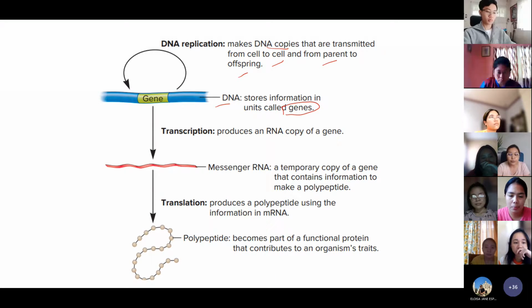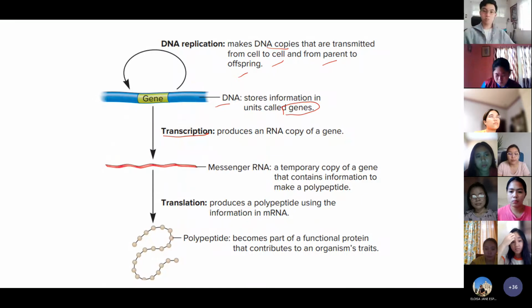And then we will do transcription. So we are actually discussing the transcription part right now. We have finished replication last week. So for transcription, in layman's terms, this is where we produce the RNA copy of the gene. And once we have produced the RNA copy of our gene, we would have translation after that.